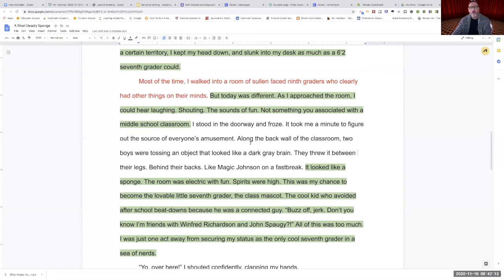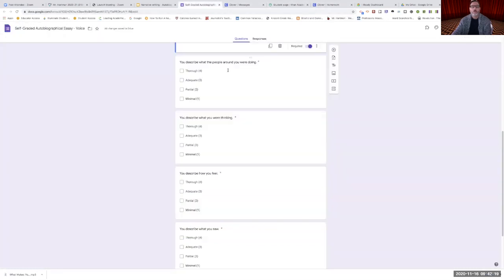They're tossing it back and forth. They're going between their legs with it, behind their back. So that's, are you describing what the people around you were doing? And then it's a 4-point scale. So 1, not at all. 2, a little bit. 3, mostly. 4, absolutely. You describe what you were thinking.